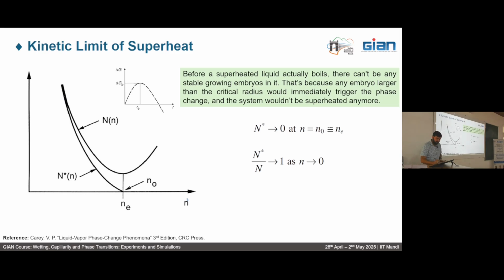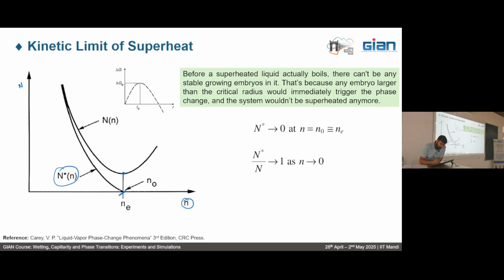Here n is the number of molecules and n star represents the number of embryos, and we can say that at non-equilibrium it would be close to 0. Of course, at equilibrium, because it is just the inverse of Gibbs, we will have a certain number of embryos having the size of Re, at unstable equilibrium, but still present. But for the non-equilibrium state, it will be almost 0, because if it is not 0, then the phase change would occur, and we are talking about the case where we still have a superheated liquid.